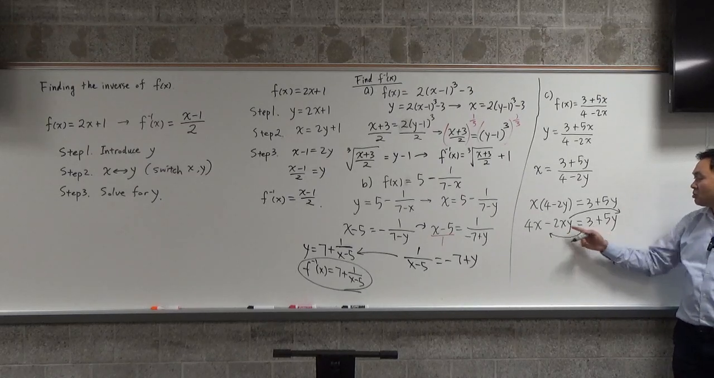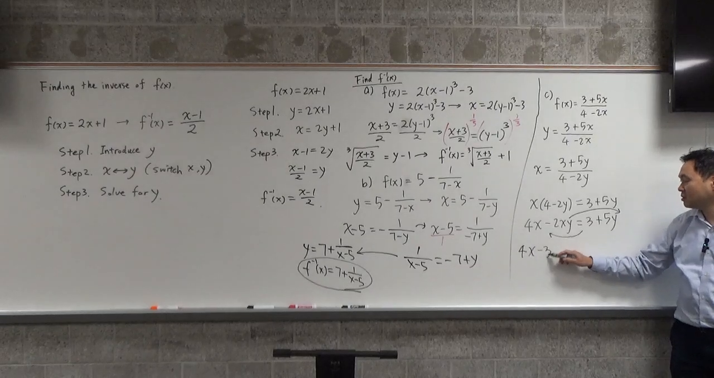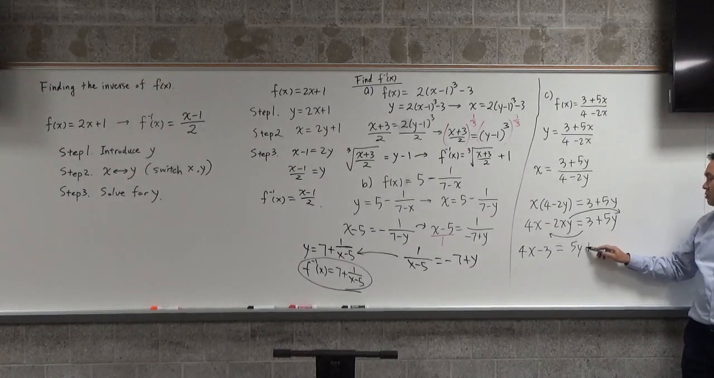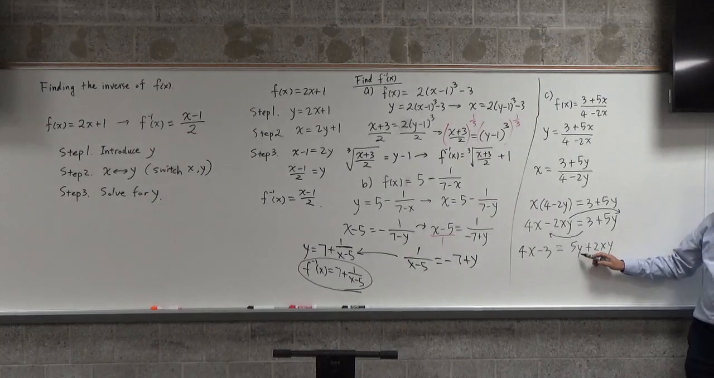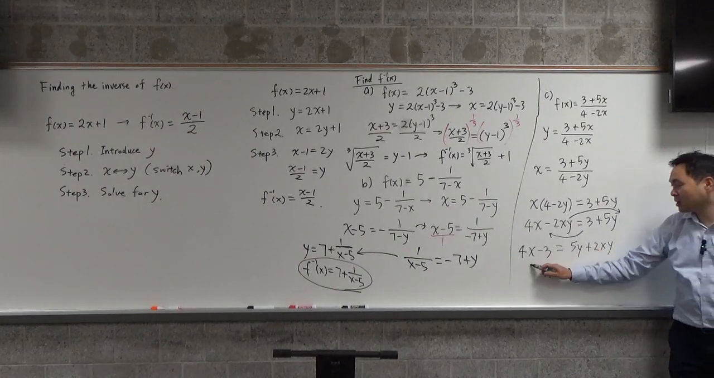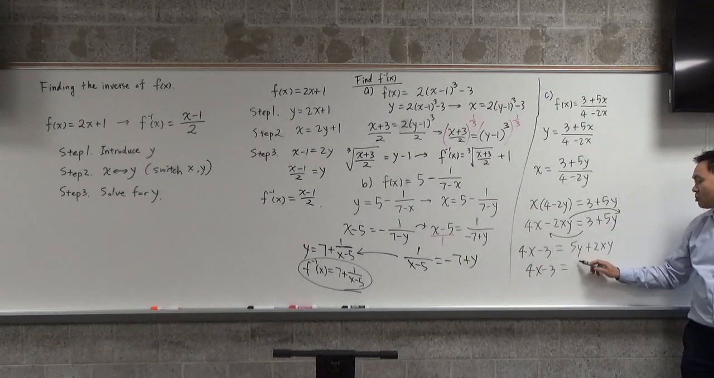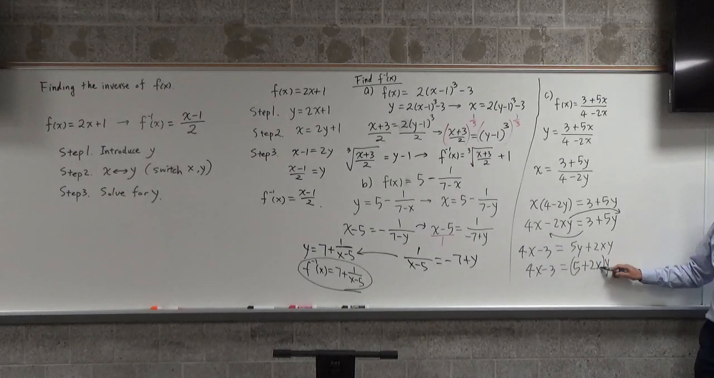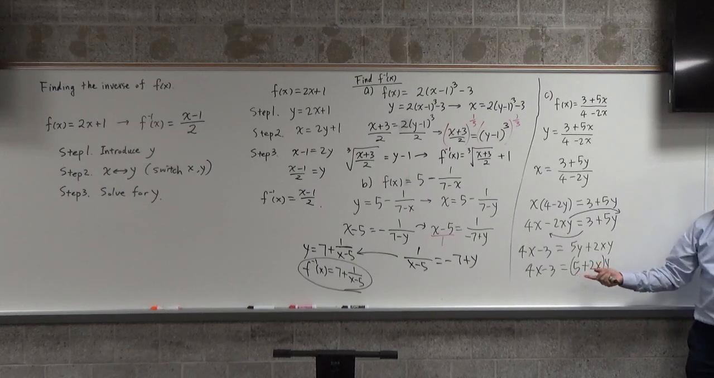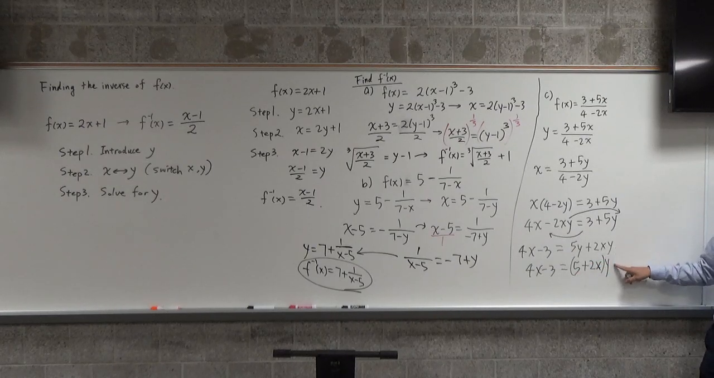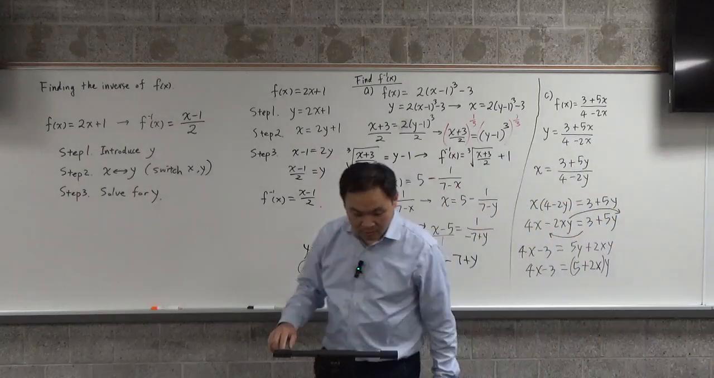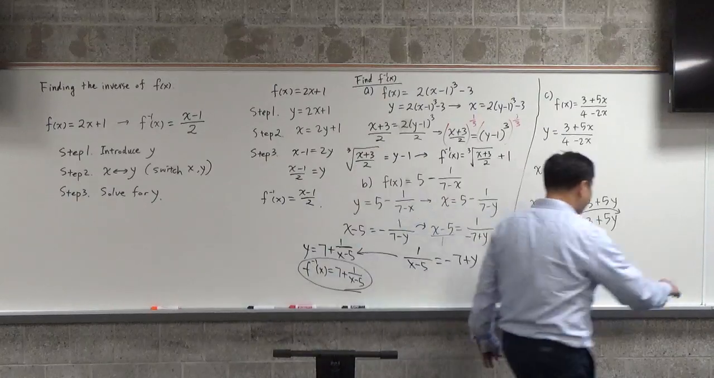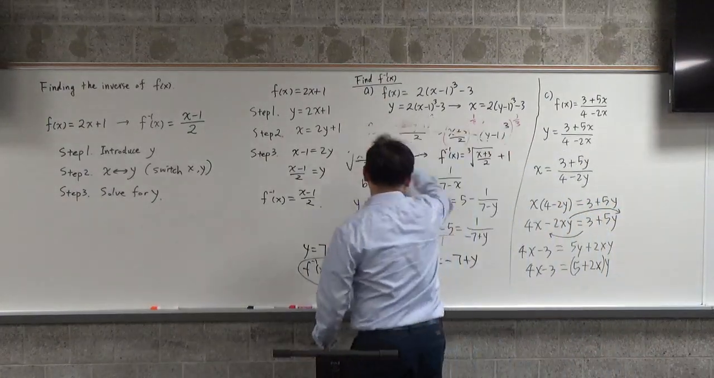So I'm going to move the 3 to this side, you get 4x minus 3 equals 5y plus 2xy. So that if you have y and y, you can factor the y out, right? So that gives you 4x minus 3 equals 5 plus 2x times y. And now that allows you to divide and solve for y, because that factoring made the two distinct y's appear as 1. Is that good? All right. Let's continue over here a little bit.